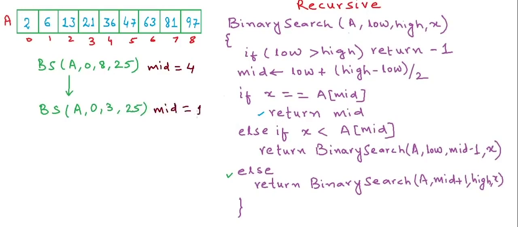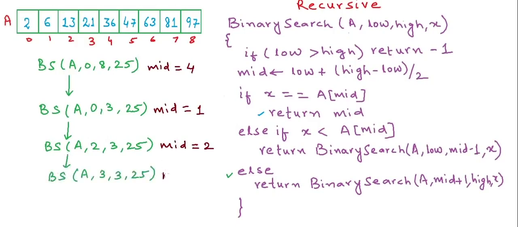Mid would be 1. The element at index 1 is 6. 25 is greater than 6. So we make a recursive call to search for 25 between indices 2 and 3. Now mid would be 2, and this time we will make a recursive call to find 25 in the range 3 to 3. It's still a valid range. Low is not greater than high. Mid would be 3. And now 25 is greater than 21.